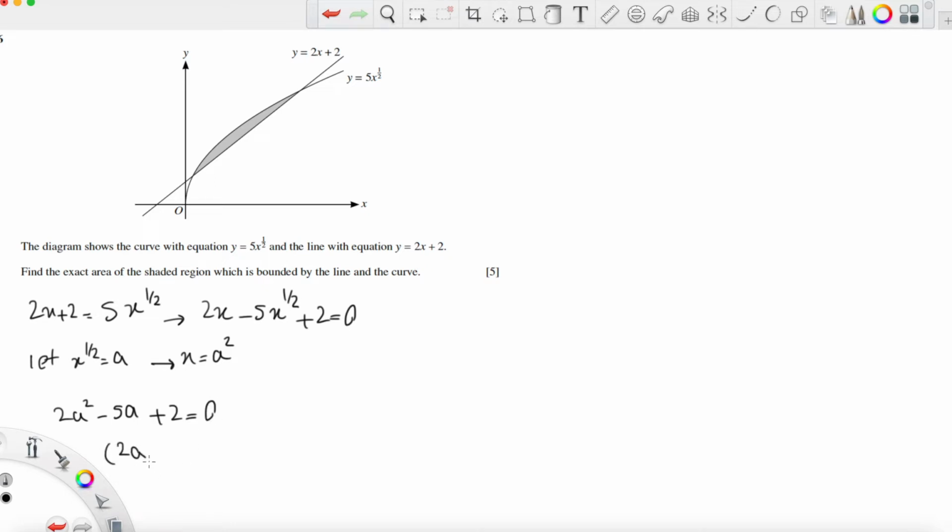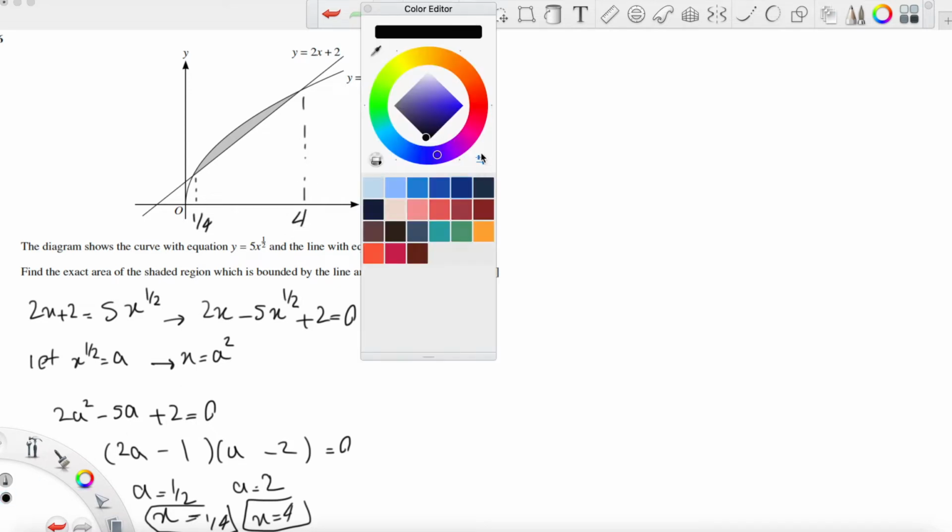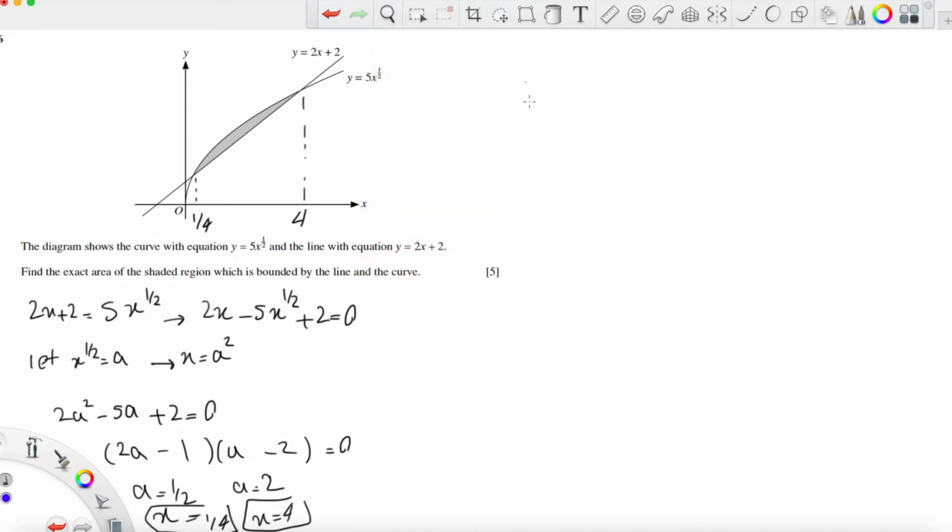So if we factorize, it will become (2a minus 1)(a minus 2) is equal to 0. a is equal to half, and 2. In order to find x, x is a squared, so it is 1 over 4 as the lower bound and 4 as the upper bound of the region. So this point is 1 over 4 and the second point of intersection is 4. Now let me change the color for different steps.